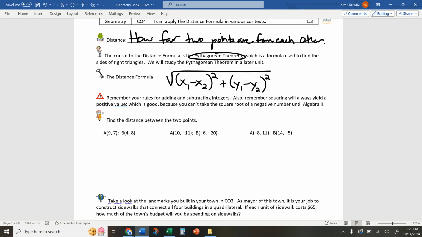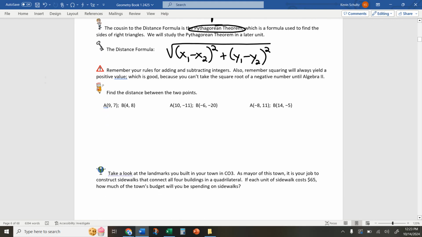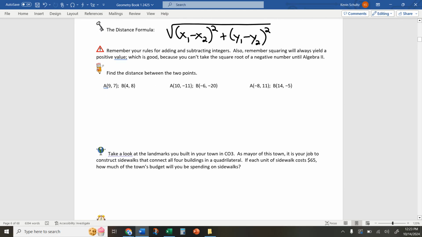So find the distance between the 2 points. Look, I can move this up, and the ink stays right where it's at. I like that. I do like that a lot. If our 2 points are (9, 7) and (4, 8), here we have our x1 value, our 9, our y1 value, our 7, x2 value, our 4, y2 value, our 8, and just plugging these things in. That's pretty easy. Okay?